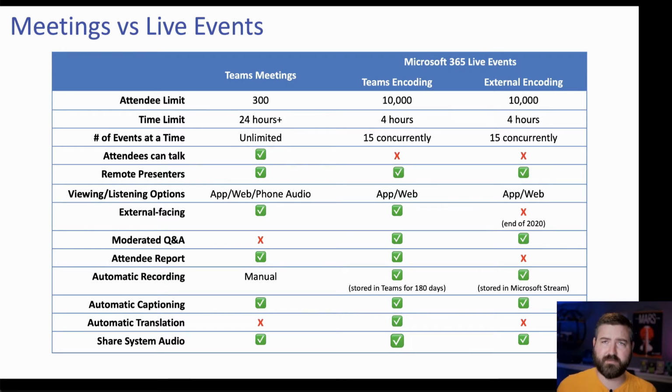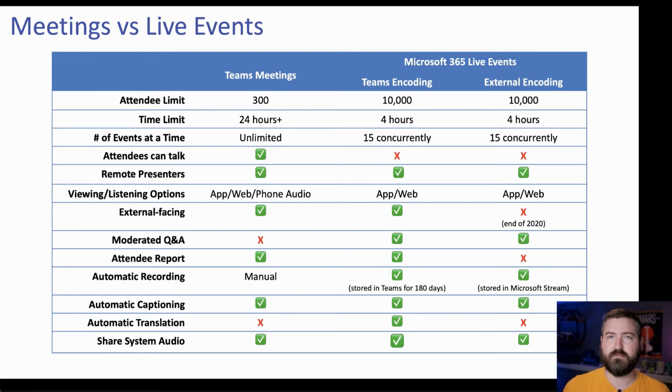In a Teams meeting, everybody can talk. That's pretty obvious. Everybody can unmute themselves and say what they want. In a Teams live event, that's locked down. Only the presenters and the producers can unmute their microphone and talk. Regardless of the platform, you can have remote presenters, and you can view it on the app or the web. Only a Teams meeting will allow you to call into it using an actual cell phone as an attendee. There is a phone number associated with your Teams live event, but that's only for the presenters and producers. If you give that to your attendees, they will be able to talk on that live event.